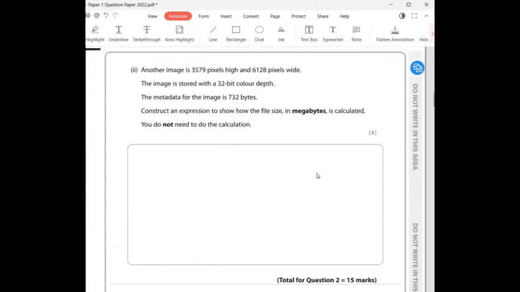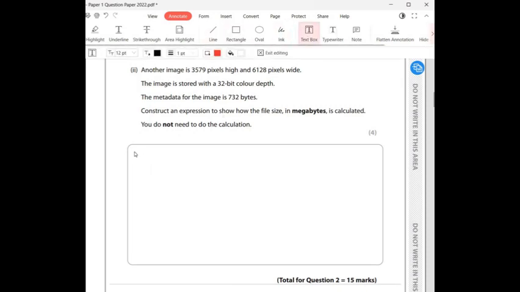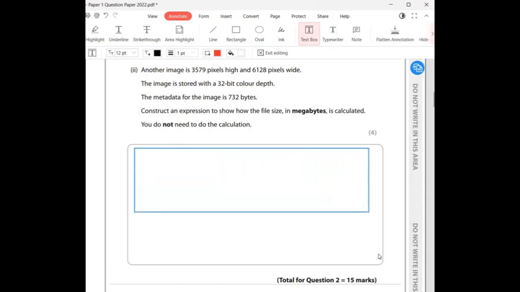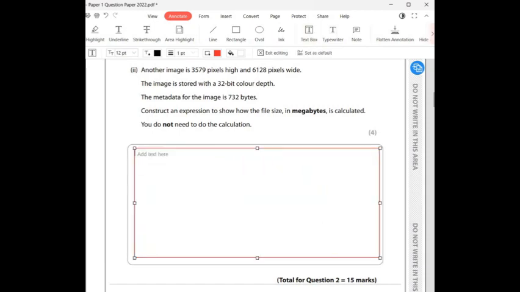Okay, so another image is 3,579 pixels high and 6,128 pixels wide. The image is stored with a 32-bit color depth, and the metadata for the image is 732 bytes. So we need to construct an expression to show how the file size in megabytes is calculated. We don't need to do the actual calculation. So this is 4 marks. Okay?